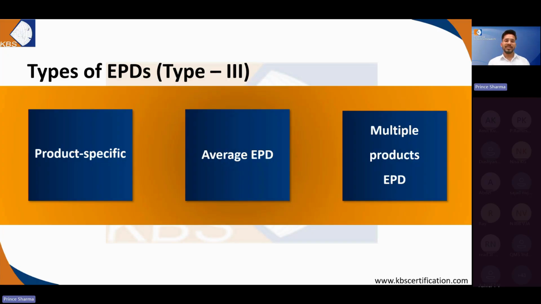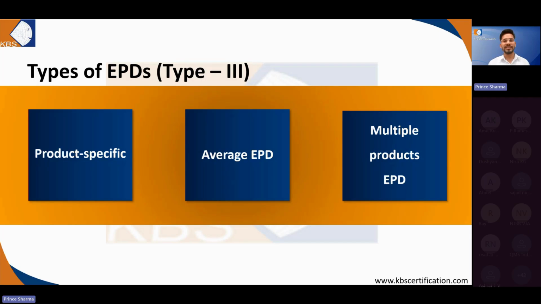Product specific is, as its name suggests, for those products where, if a manufacturer has four products of a similar kind in product specification, and he is going for one particular product, then he will choose the product specific EPD. Average EPDs are those generally based on multiple manufacturers. Suppose there is some association of manufacturers for some particular product, then they will come and align for the EPD, and they will try to set a baseline.